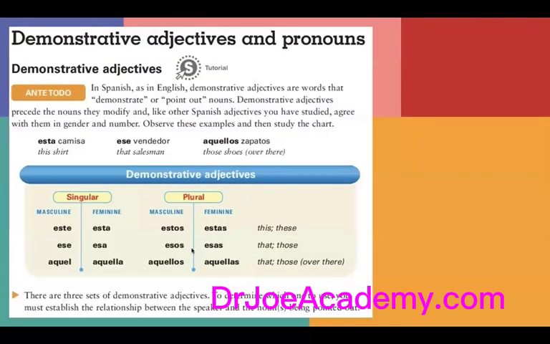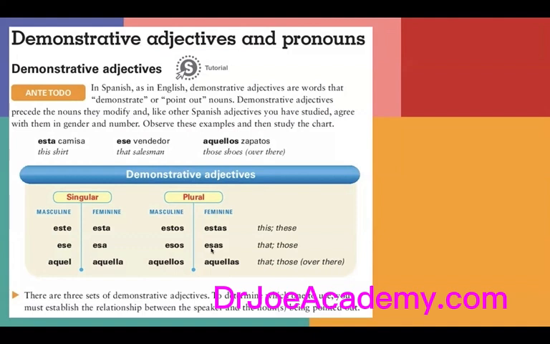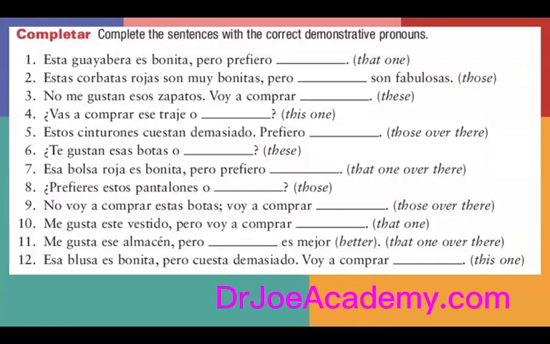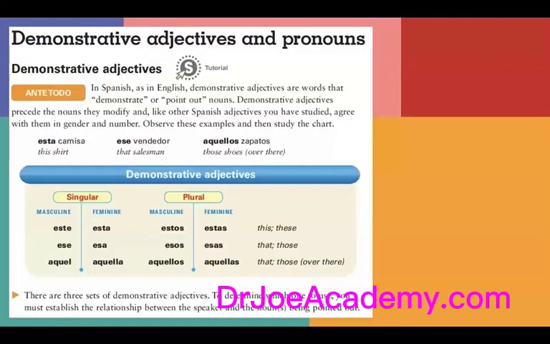So it would be either esas or aquel. Now, it wouldn't be aquel because that's typically used more for that over there or those over there. It's far away. So we would use esas or esta or este. So let's take a look.